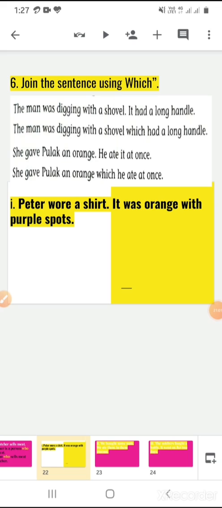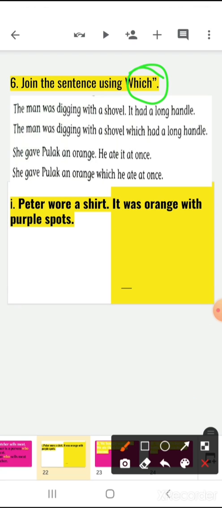The next exercise. In this question, we have to join the two sentences using which. Okay. The man was digging with a shovel. It had a long handle. Two sentences are given and we have to use which to join these sentences. The man was digging with a shovel which had a long handle. Okay. Next example.